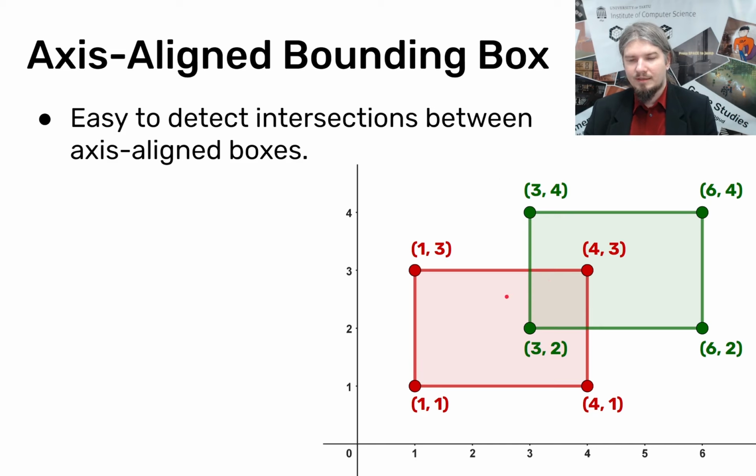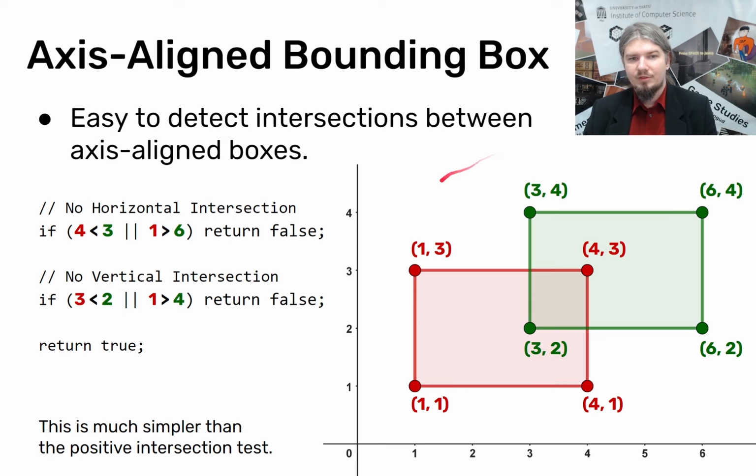Visually we can see that these two boxes intersect because one of the corners of this red box is inside the green box. But implementation-wise, it's actually much easier to detect the negative cases. So we can first check the horizontal axis. If this 4, which is the largest right coordinate of this red box, is below 3, which is the lowest left coordinate of this green box, or if 1, which is the left coordinate of the red box, is above 6, the right coordinate of the green box, then we know that there is no horizontal intersection and we return false. And we do a similar test for the vertical intersection.